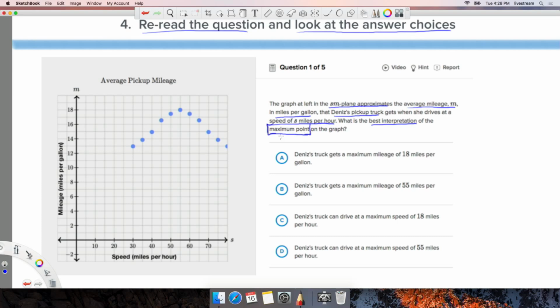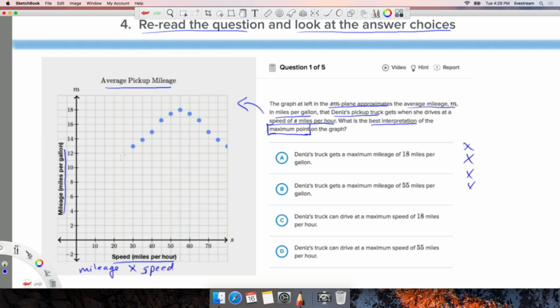That makes sense. And now I want to shift over to the table and ignore this. So don't pay attention over here. If I look at the table, I've got average pickup mileage, and so the title is helpful. On my y-axis, I've got mileage in miles per gallon. On the x-axis, I have speed in miles per hour. Okay, so I've got mileage as it varies by speed, and that was that step of explaining it in your own words, as it varies by speed.